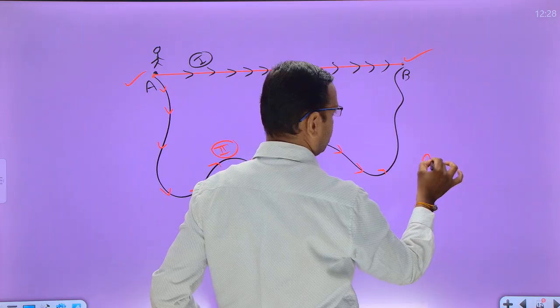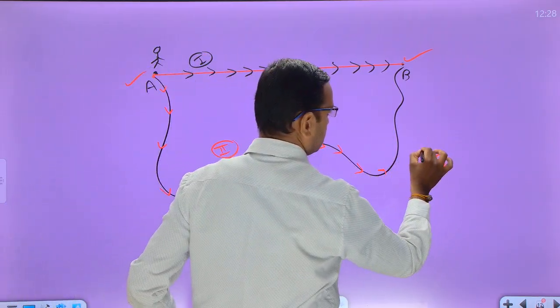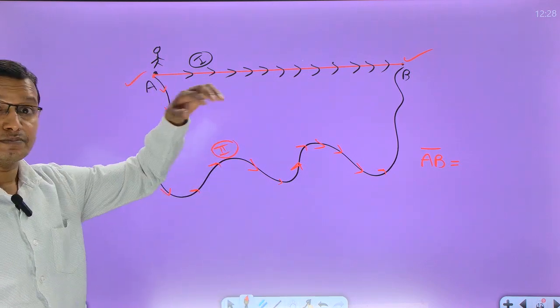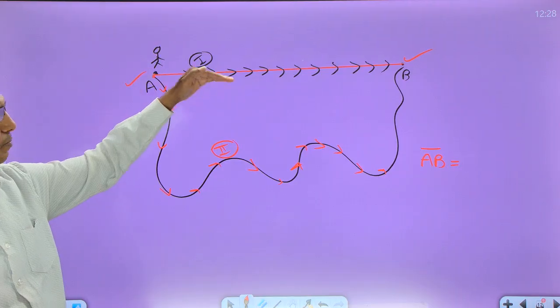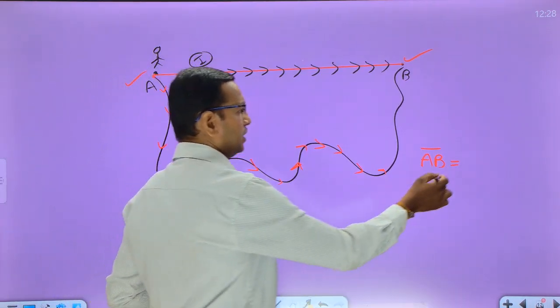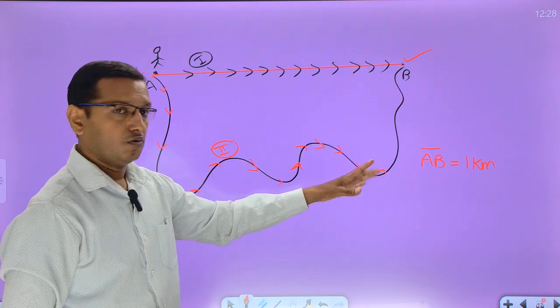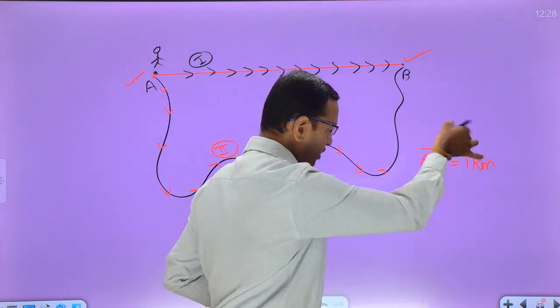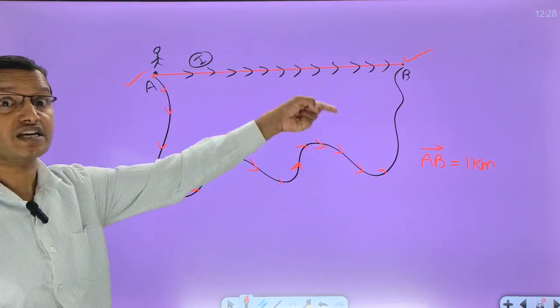So in short, you can write this as AB bar. Generally remember, since displacement is a vector, it will have a direction and a magnitude. For example, A to B, let us say it is 1 kilometer. Vectors are denoted, from A to B I am moving, like this: A to B, they will show with an arrow.